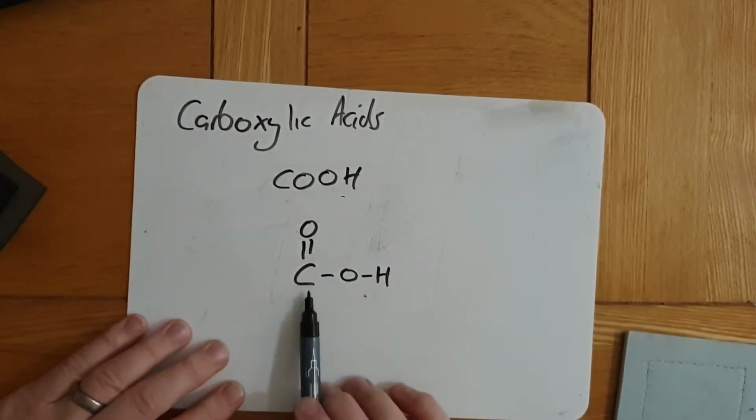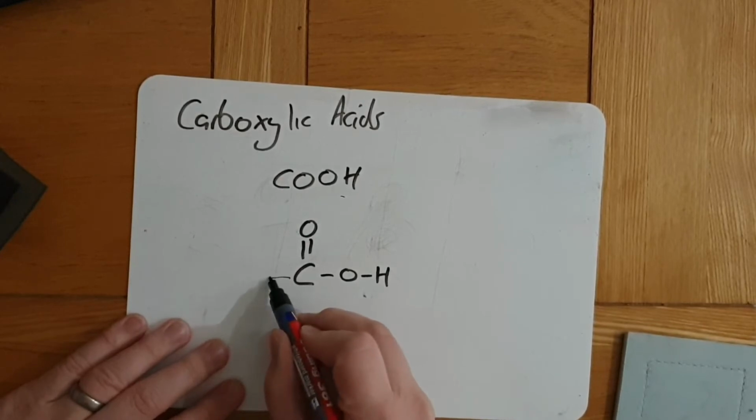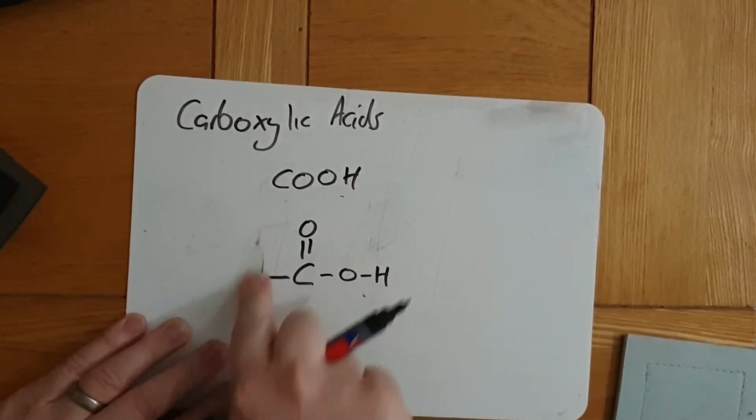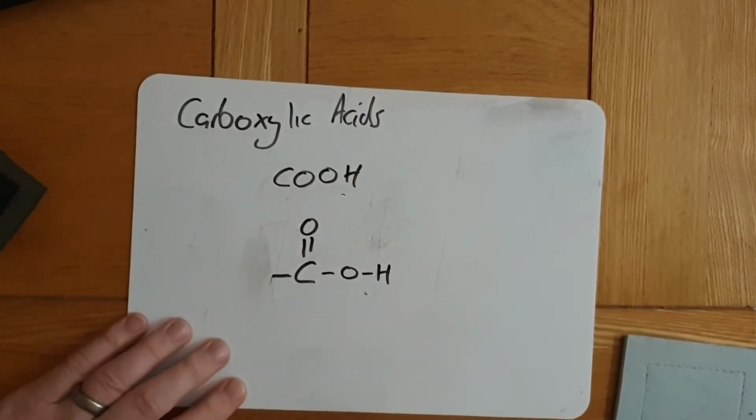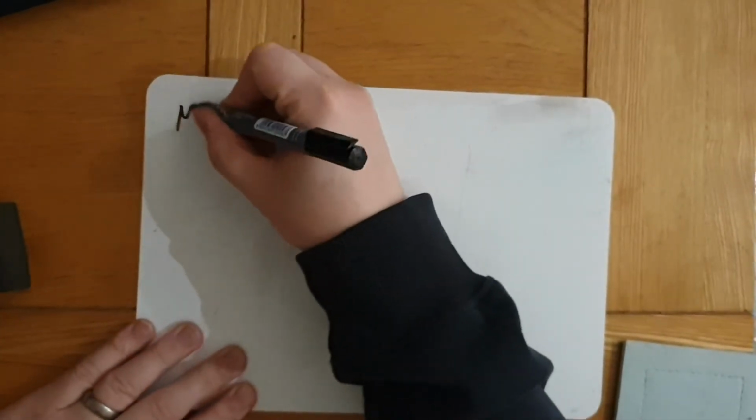And if you look, carbons need to have 4 bonds. This carbon has got 1, 2, 3 bonds, so it would have another bond there, which would either be a hydrogen, if it was the smallest carboxylic acid, or it would be the rest of the long chain. So you need to know the first 4 carboxylic acids. So I'll give you the names.